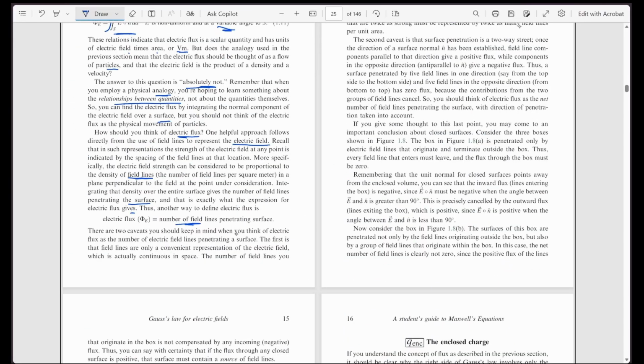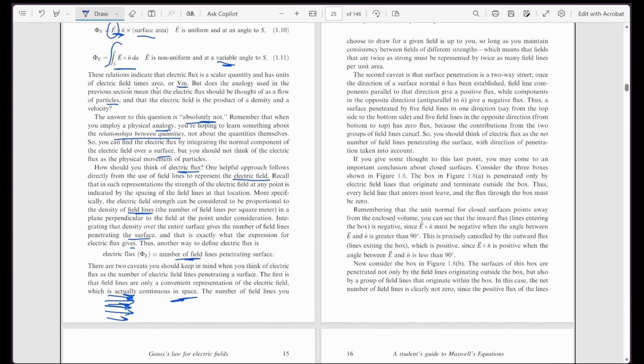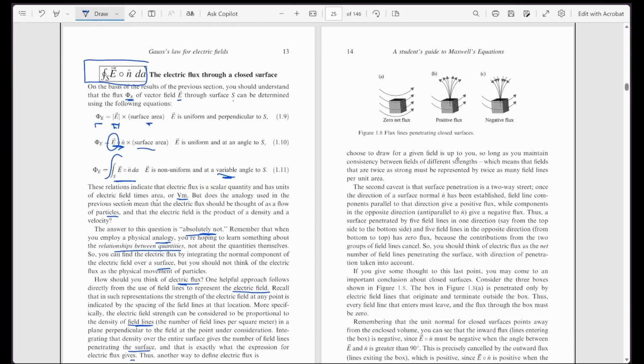There are two things you have to keep in mind when you think of electric flux as the number of electric field lines penetrating a surface. The first is that field lines are only a convenient representation of electric fields, which are actually continuous in space. So as we said earlier, if we represent the field in this way, there is also field in between them. The field is continuous and it is just a representation. So it's telling us to keep that in mind. And also the second thing, the number of field lines you choose to draw for a given field is up to you.